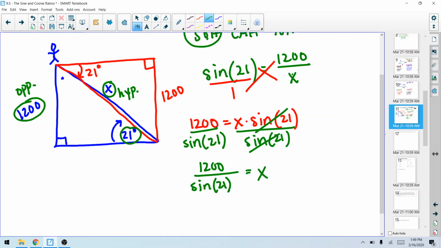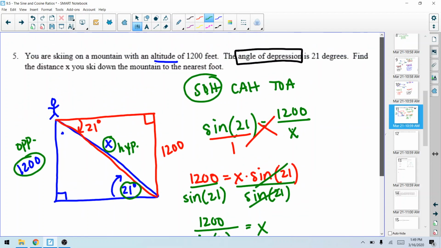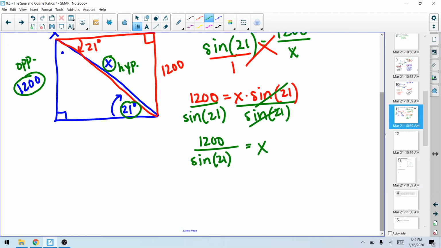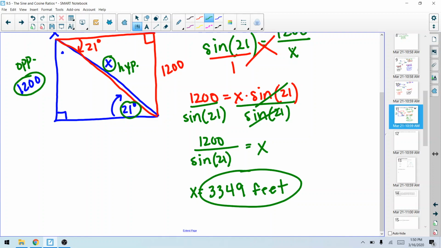And now you can pick up your calculator. So 1,200 divided by sine 21, control enter. I'm getting like 3,348.5. It says to round to the nearest foot. So x is approximately 3,349 feet. Which, if you remember, there are 5,280 feet in a mile, so less than a mile.